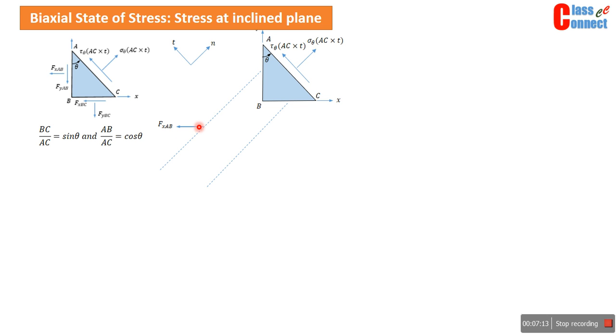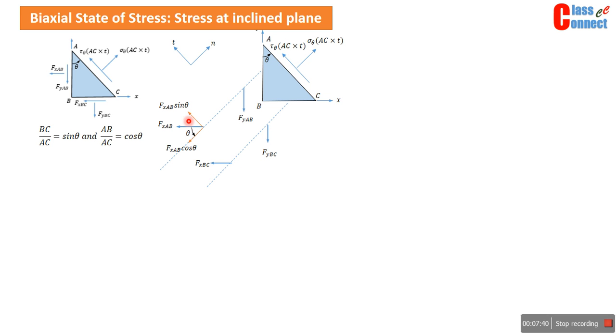force along the x axis that is acting there due to the presence of sigma x. Then FyAB, that is due to tau xy. Then FxBC, it is because of tau xy on face BC. And then FyBC, that is because of the sigma y. So now let us try to resolve these components.